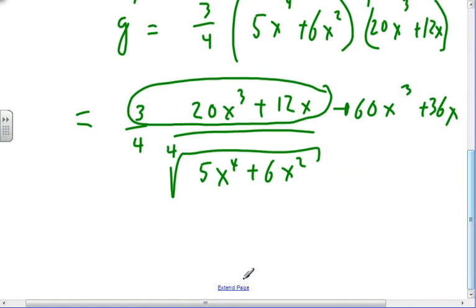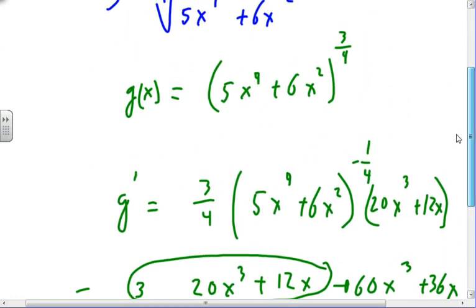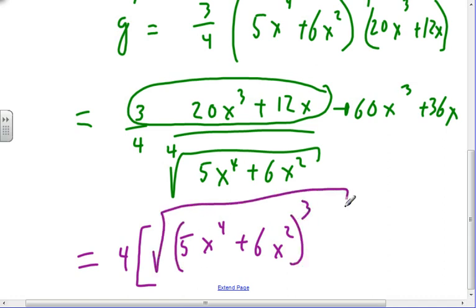So the final answer is going to be 4 times whatever my guess was. 5x to the fourth plus 6x squared cubed, the fourth root of. And with that I can get rid of my parentheses because I don't need them anymore, because just 4 times that will make this 4 bigger. Okay, is that all right? Not doing anything funny there.